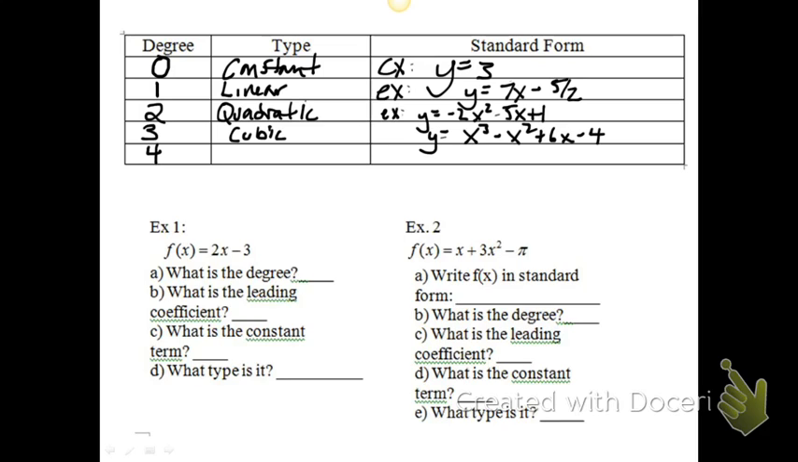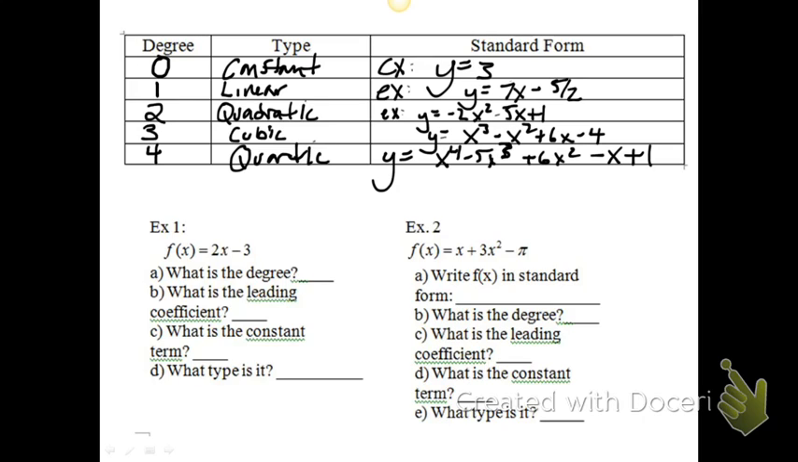And the last one you're going to need to know the name for is a degree 4. That's called a quartic. A quartic polynomial in standard form might look something like this: x to the 4th minus 5x cubed plus 6x squared minus x plus 1. Okay, actually the example at the very top was a quartic. If you remember, that degree was 4.